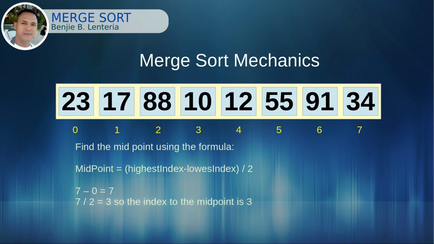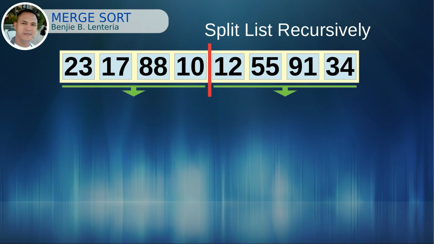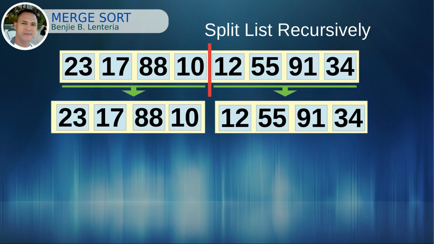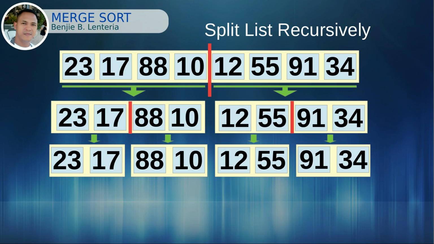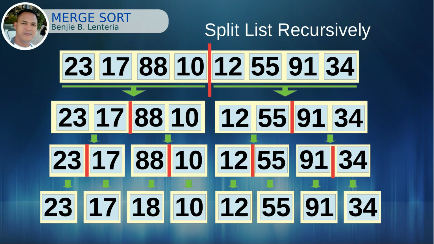From there, we can divide the list into 2, starting from 0 to 3. That would be the left sublist, and the other sublist will be from 4 to 7. And we get these two sublists. Again, both these sublists will be recursively split. So you'll find the midpoint, and we get 4 sublists. And again, we get 8 sublists, and this time each sublist only has one element.